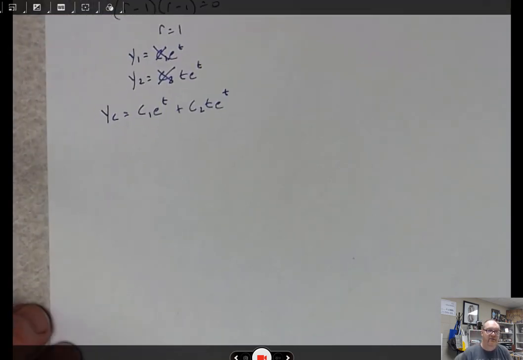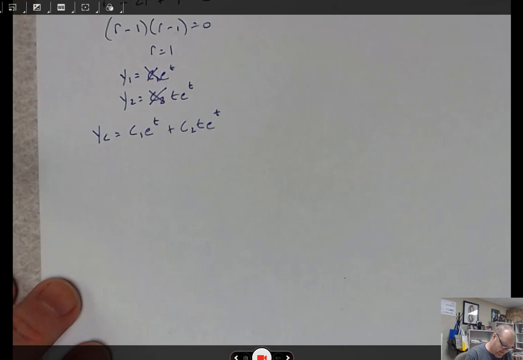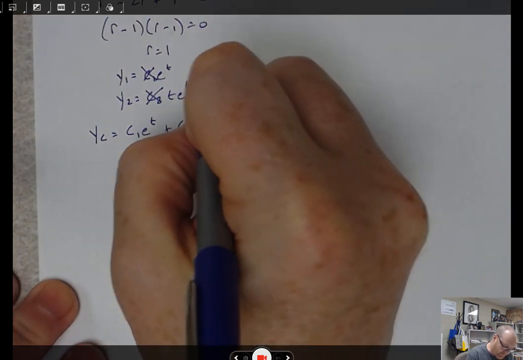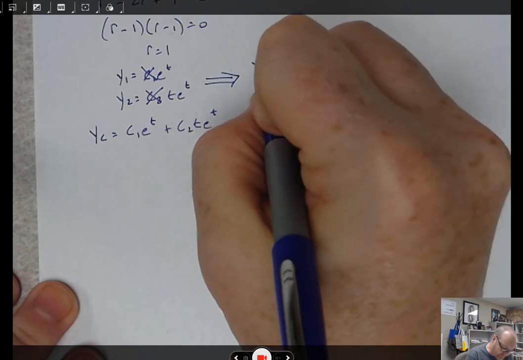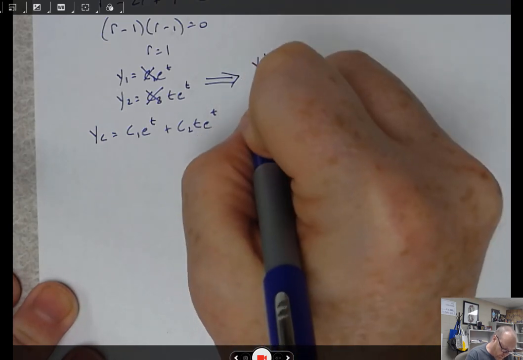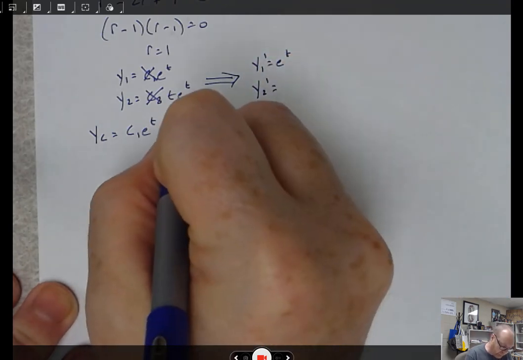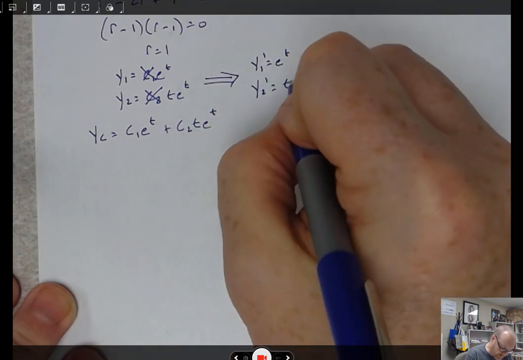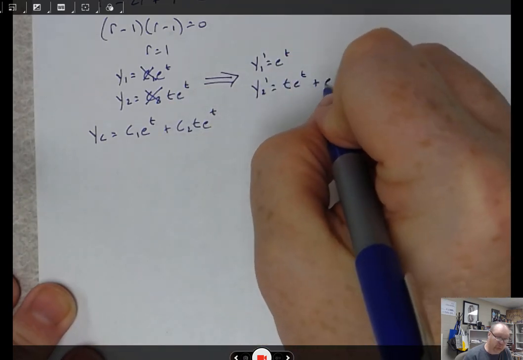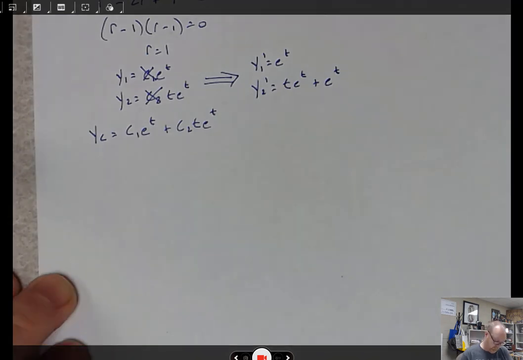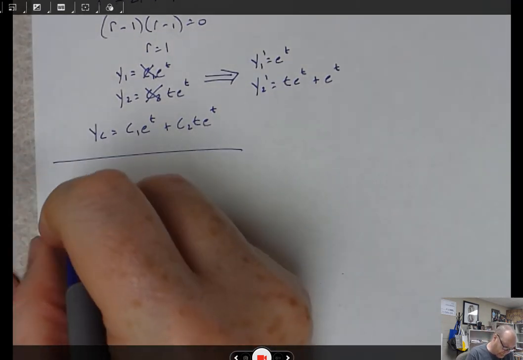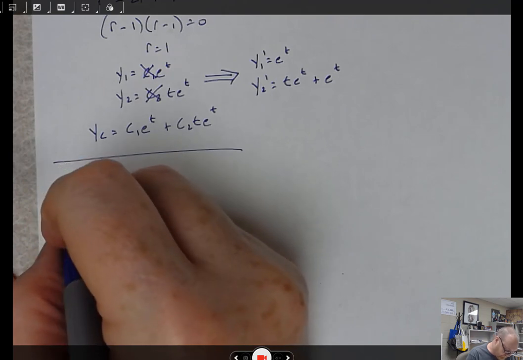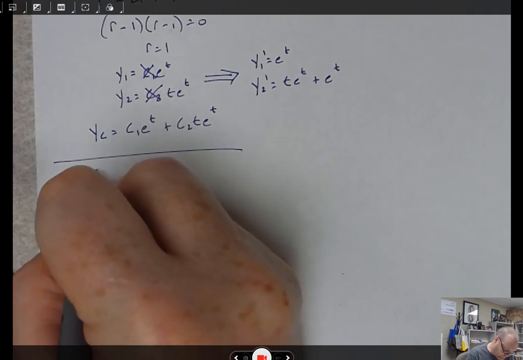So again, y1 is e^t. While I'm right there, let me think about those derivatives. y1 prime is e^t. y2 prime is going to be a product rule: the first times the derivative of the second plus the second times the derivative of the first. So we'll need all of that. So here we go. The method of variation of parameters follows this form.